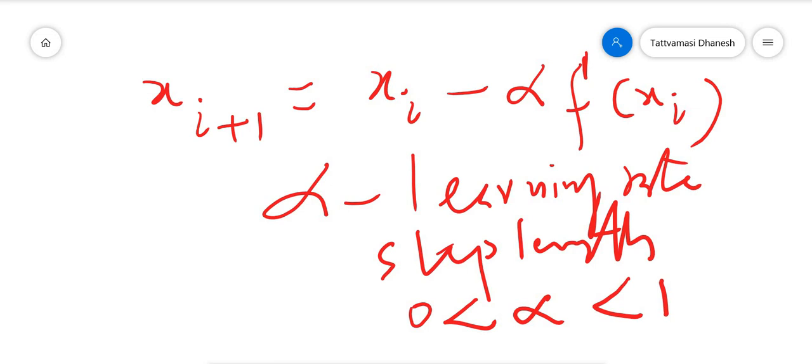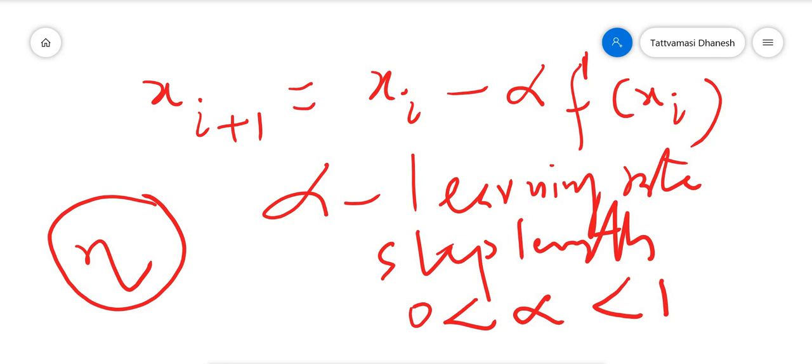So in between 0 and 1, not any value, in between 0 and 1. So this is known as alpha. It's known as the learning rate. Some people will use eta as well. So both these letters you can use. This is the equation we use.